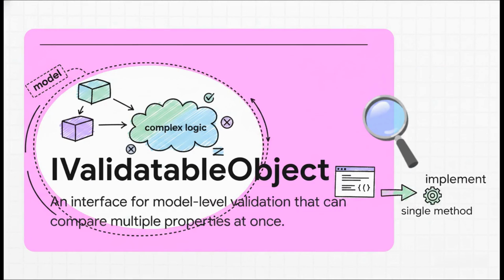But hang on, what if your validation isn't about a single property? What if you need to compare, say, 3 different fields all at once? A simple attribute won't cut it there. For that kind of model-level validation, there's an interface called IValidatableObject. You just implement it right on your DTO, and it gives you one single place to write logic that looks at the entire object as a whole.